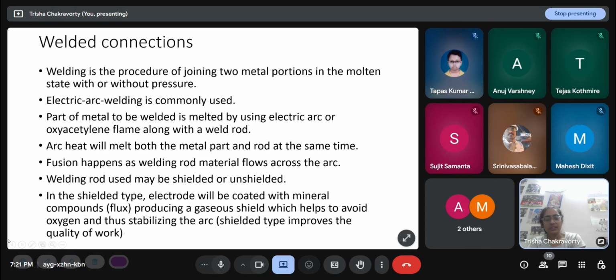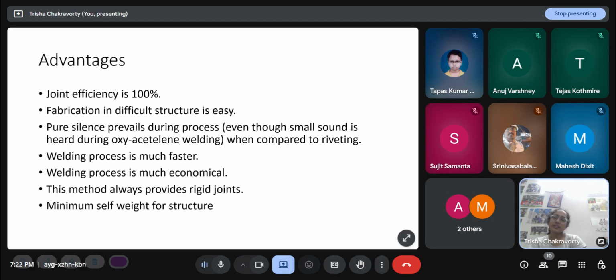Welding rod may be used shielded or unshielded. In the shielded types, this is just for some general knowledge, you won't actually need this, the electrode will be coated with mineral compounds, producing a gaseous shield, which helps to avoid oxygen and thus stabilizes the arc. An advantage of welded joints is that the joint efficiency is 100%.